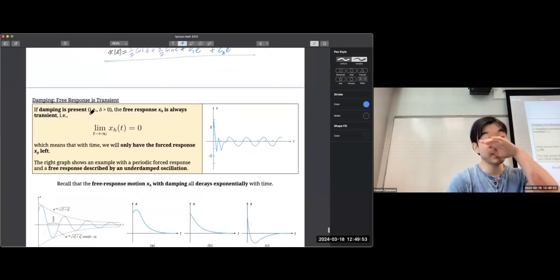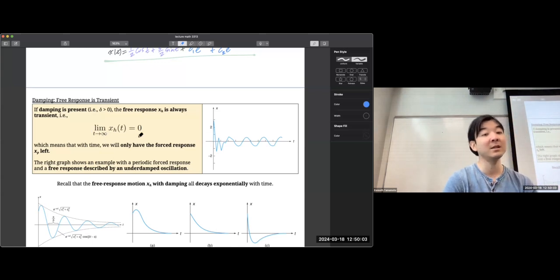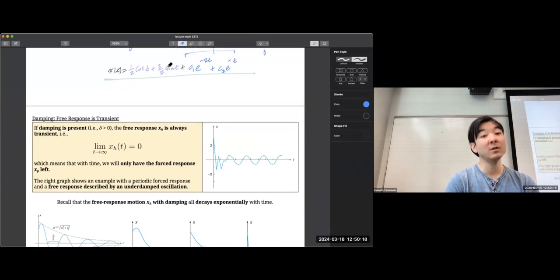So if damping is present, so delta is greater than 0, the free response, which is your x homogeneous, is always transient. Transient means that it will disappear over time. This is saying that the limit as t goes to infinity of your homogeneous solution, so long as damping is present, whether it's overdamped, critically damped, or underdamped, will always go to 0, which means that with time, you will only have the forced response, which is the particular. This one won't decay. This half cosine of t plus 3 over 2 sine of t, if you increase t, will not disappear. It'll just stay.